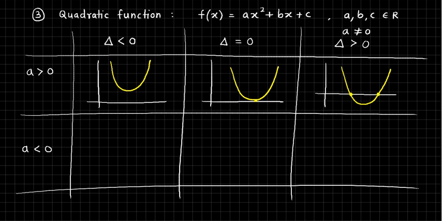Now if we consider the other possibility, that is, if a, which is the leading coefficient as it is called, is negative, then we will have the parabolic graph but opening downwards.